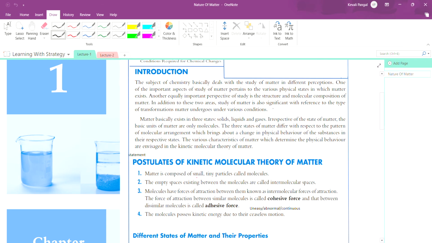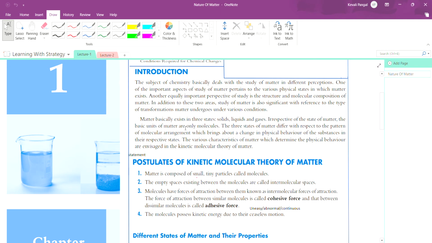Now let us see further. Another equally important perspective of study is the structure and molecular composition of matter. In addition to these two areas, the study of matter is also significant with reference to the type of transformations matter undergoes under various conditions. As you might know, there are different types of transformations of matter: from solid to liquid, liquid to gas, gas to solid, gas to liquid, etc. These are the basic transformations of matter. Under some conditions, we can perform these processes to convert one state of matter into another state.